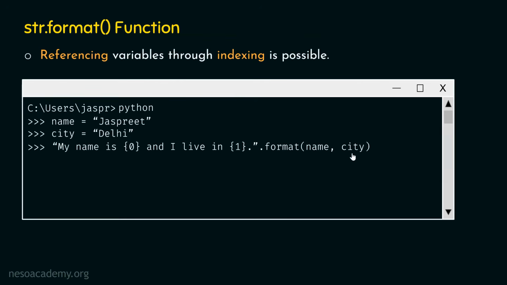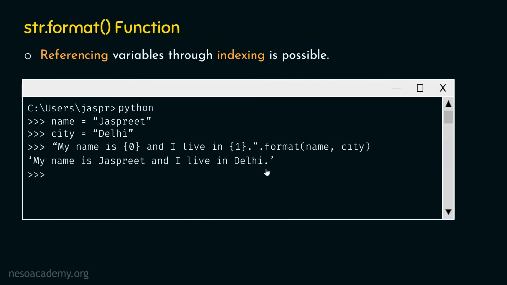If let's say we have n variables, then indexing will start from 0 and it will go up to n-1. In this case, it will start from 0, name has index 0 and city has index 1. We can refer to these variables through indexing as well, and that's what I have done here. Here I have placed 0 in order to reference this variable, and here I have placed 1 in order to reference this variable. If we hit enter, we will get my name is Jaspreet and I live in Delhi.